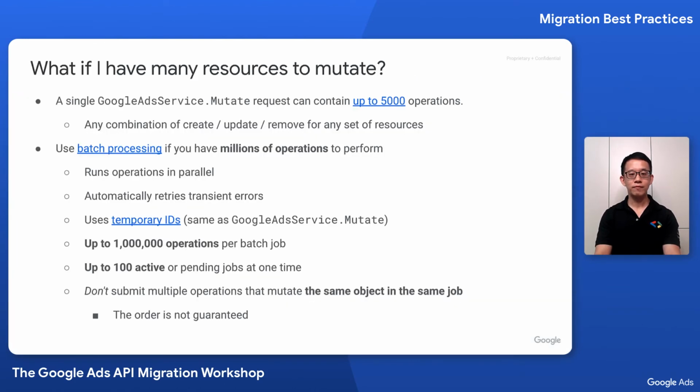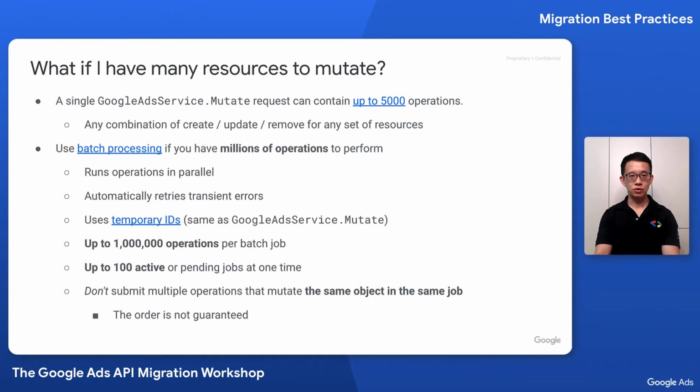So what if you have so many resources to mutate? A single GoogleAdsService.Mutate request can contain up to only 5,000 operations. Beyond that, you might suffer the issue that we mentioned before, the orphaned resources issue. In this case, you should use batch processing to help you because it runs operations in parallel and allows up to 1 million operations per batch job. You are also allowed up to 100 active or pending jobs at one time. Batch processing automatically retries any transient errors that might occur on the server side.